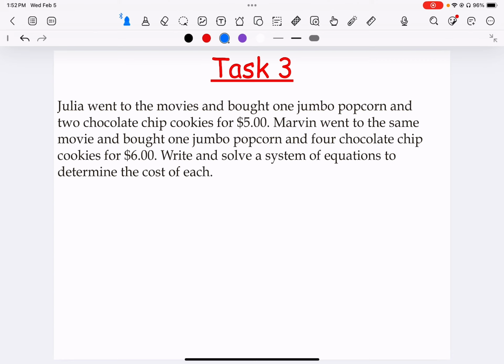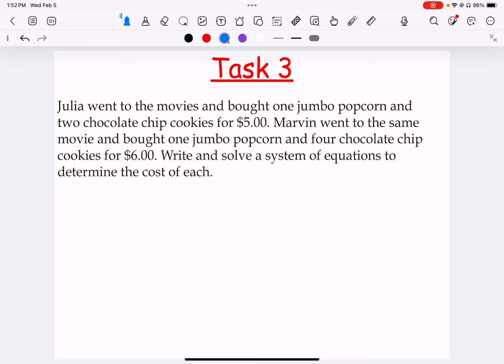Julia went to the movies and bought 1 jumbo popcorn and 2 chocolate chip cookies for $5. Marvin went to the same movie theater and bought 1 jumbo popcorn and 4 chocolate chip cookies for $6. Write and solve a system of equations to determine the cost of each.